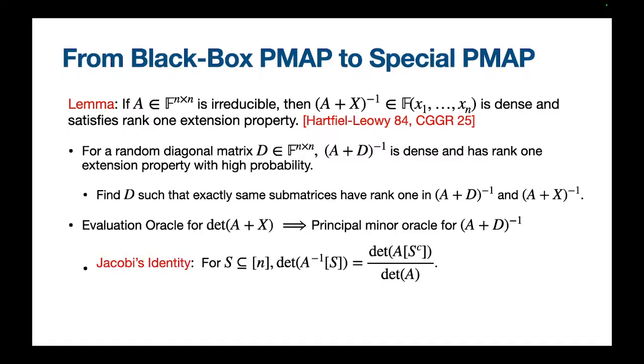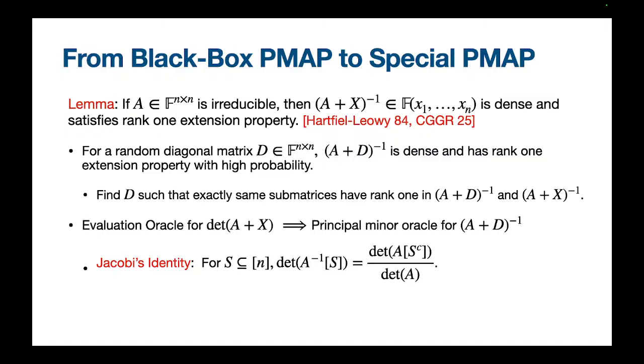Now I claim that this reduces to an instance of the principal minor assignment problem. So we also have to get a principal minor oracle for this A plus D inverse, which we can get using Jacobi's identity, which relates the principal minors of the inverse of a matrix and the original matrix. So this completes the first step, that is the reduction of Black-Box PMAP to a special case of the principal minor assignment problem.